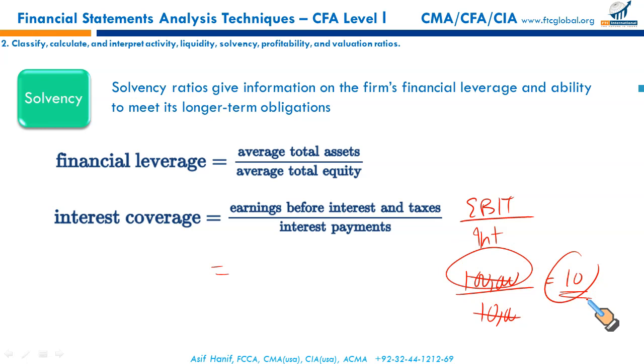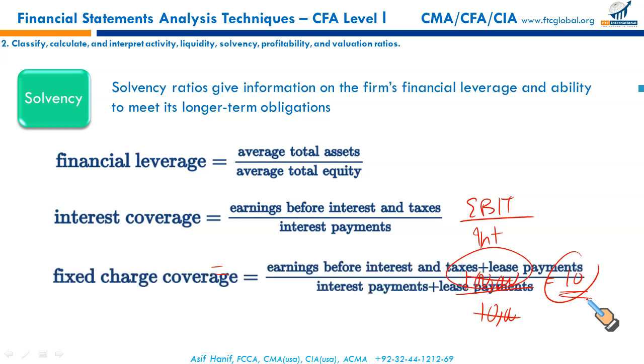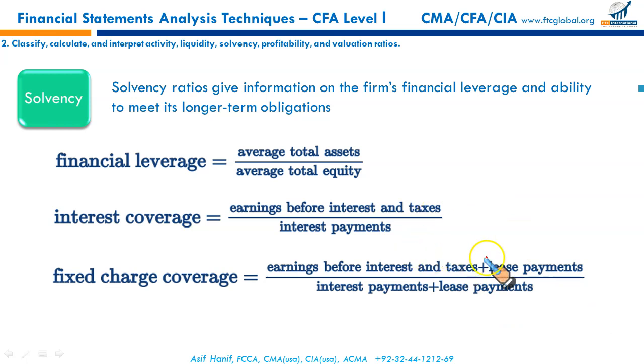So it means less risk for the fund providers, those who have given you the loan or those who have bought bonds from the company. So next is the fixed charge coverage. We want to bring in the lease payments as well. So earning before interest and tax, add back lease payments, and in the denominator have interest and lease payments.